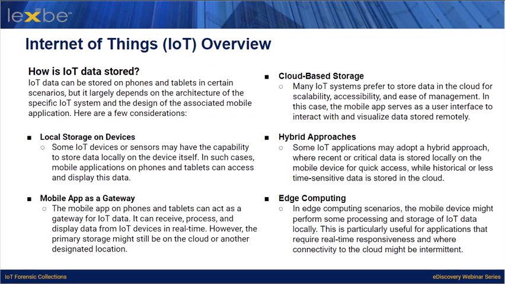And then, like we mentioned earlier, there's edge computing, where the mobile device might perform some processing and storage of the Internet of Things data locally. This is particularly useful for applications that require real-time responsiveness and where connectivity to the cloud might be intermittent. So this may have some data that is stored and ready to process right away with edge computing, but if you have an internet connection, it will be able to access the data directly from the server.